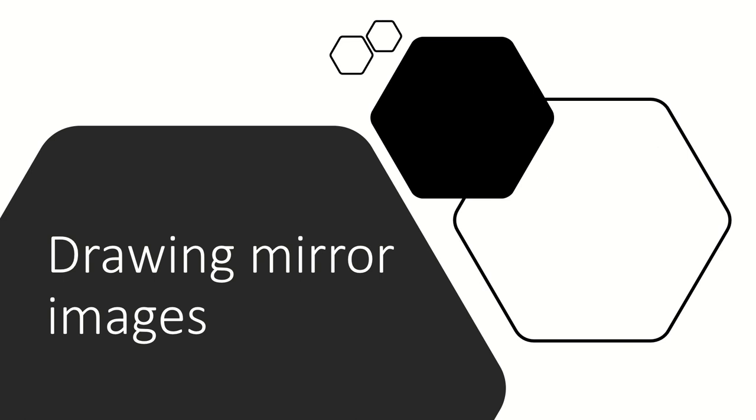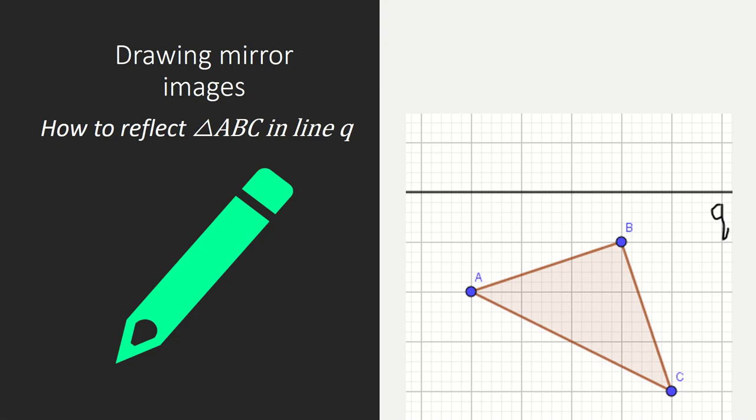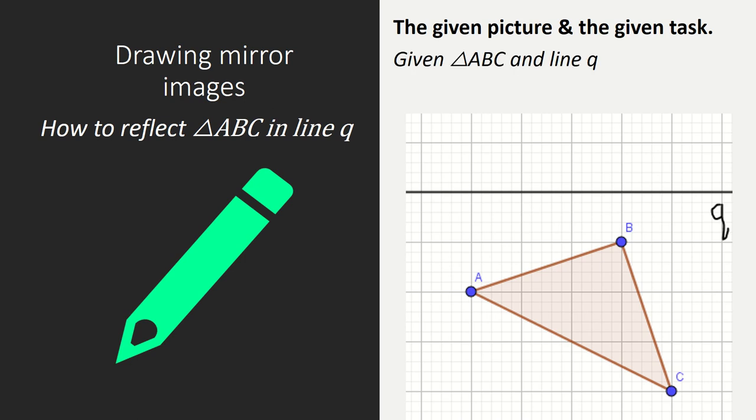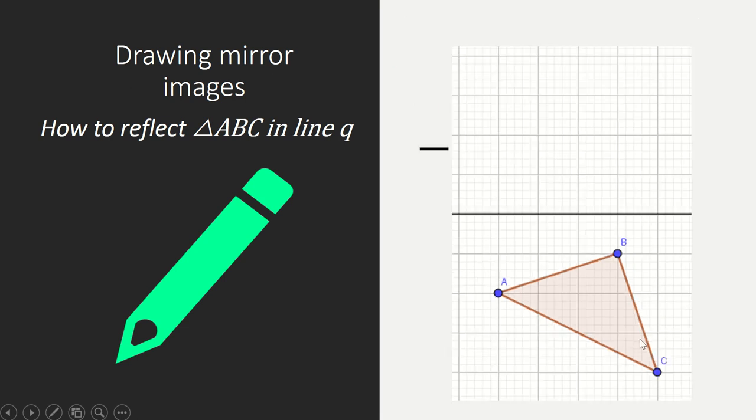Alright, but how to draw a mirror image? So, the question could be, given triangle ABC and line Q, reflect triangle ABC in line Q. So that means if I put a mirror on line Q, then I must see over here this triangle as well. So how do I need to do this?